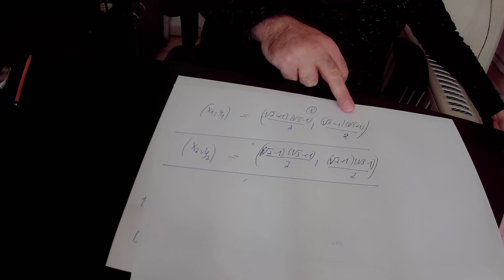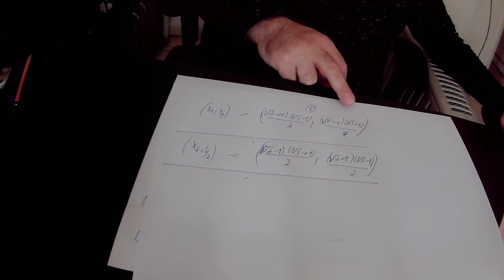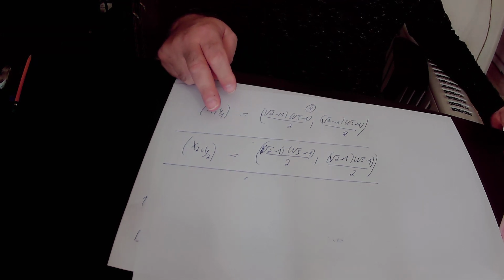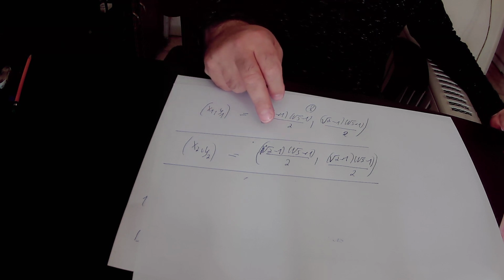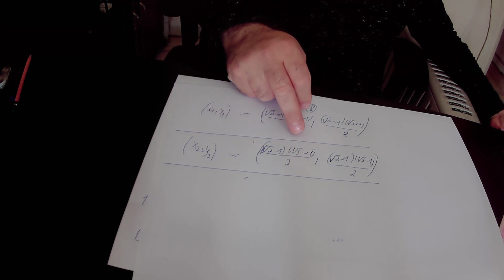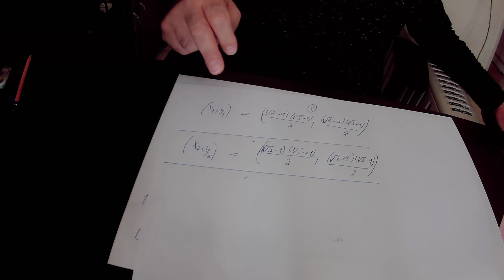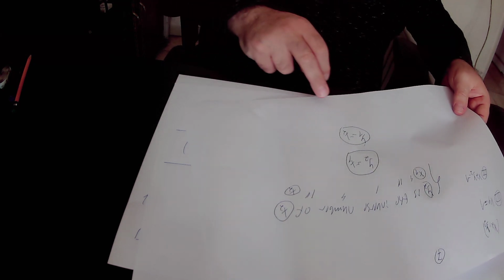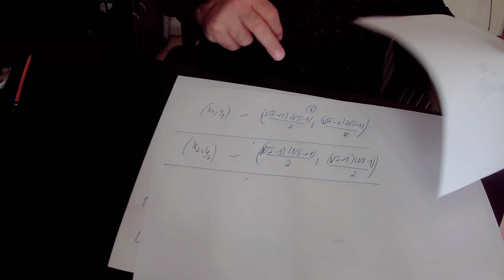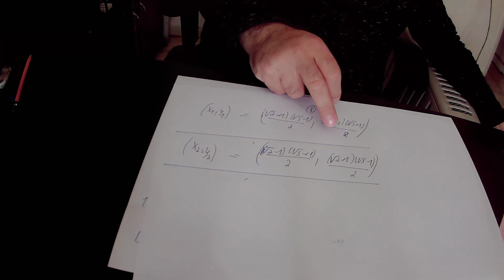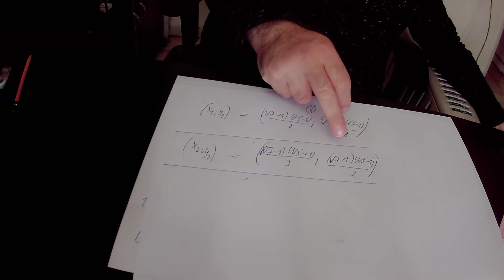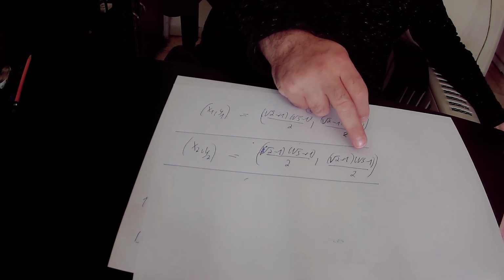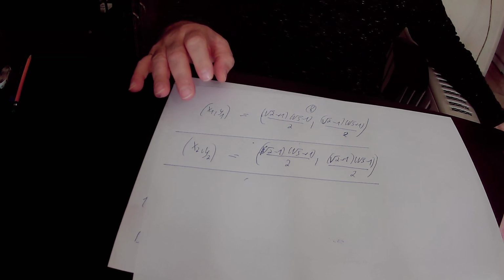And the second solution to the question is x2, y2. x2 equals square root of 2 minus 1 times square root of 5 plus 1 over 2. And we have already found that y2 equals x1. That is to say, y2 equals square root of 2 plus 1 times square root of 5 minus 1 over 2. So those are the two solutions for x and y.